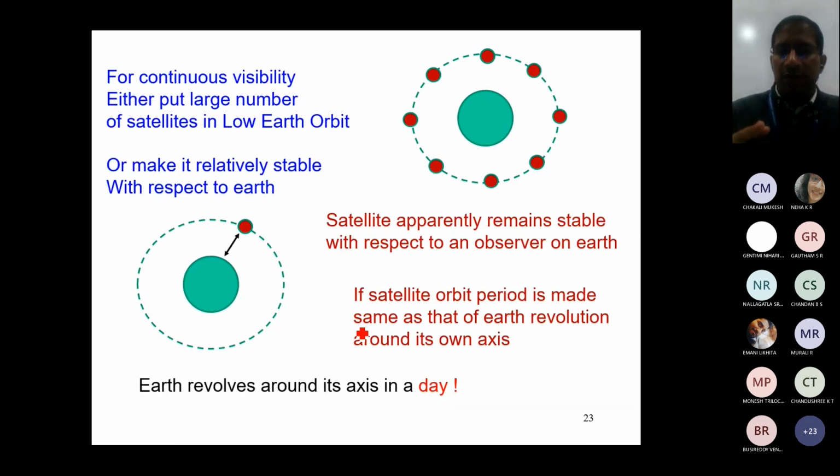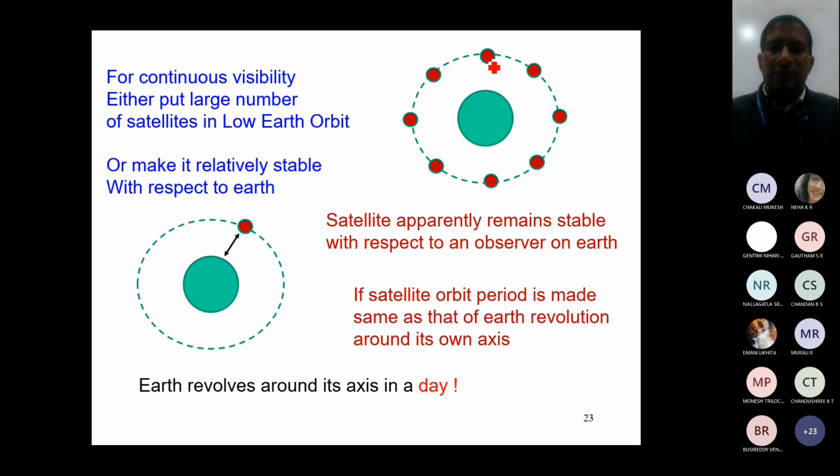So there are two different solutions for that. Solution number one says, for continuous visibility, put a large number of satellites in low Earth orbit. Low Earth orbit means the orbits very close to Earth, approximately 1000 kilometers. In that case, you have to launch more than one satellite, so that if any particular satellite goes, the next satellite will come.